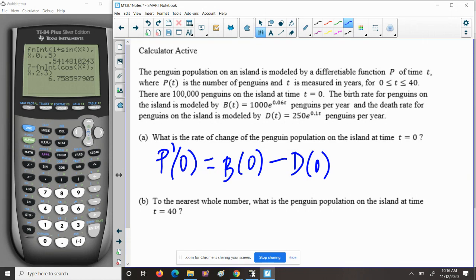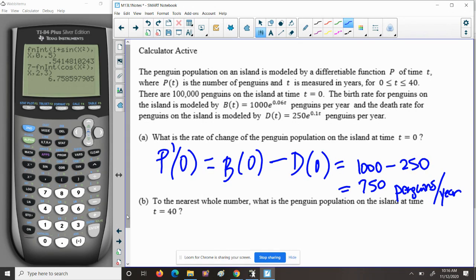Okay, if we plug in 0, these are e, so that's easy. e to the 0 is 1, so we have 1,000, minus e to the 0 is 1, again, for the d of t equation, 250, and so that gives us 750. And then think about your units, penguins per year. Okay, so that's the rate of change of the penguin population.